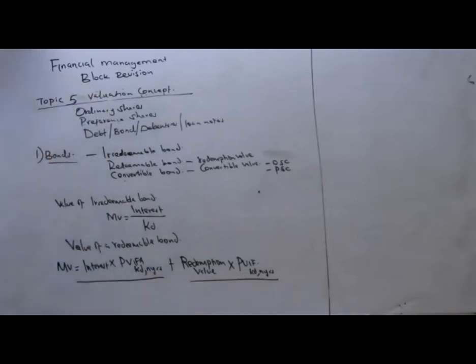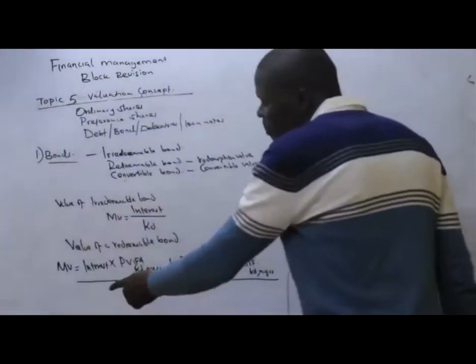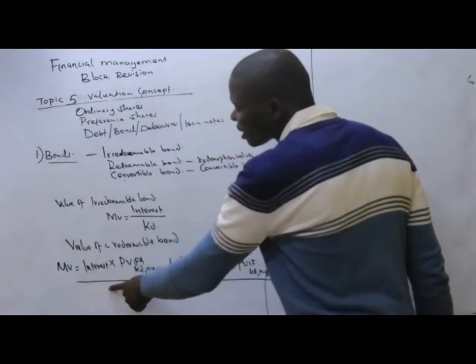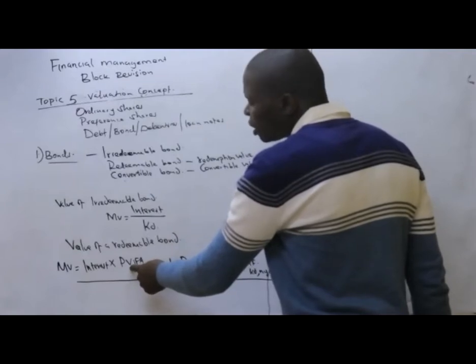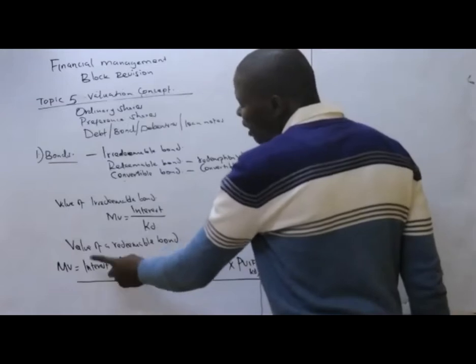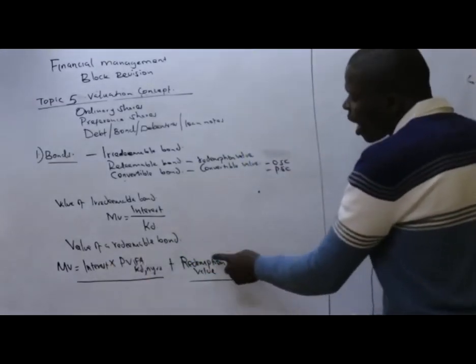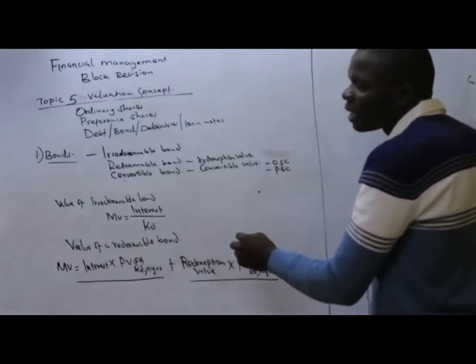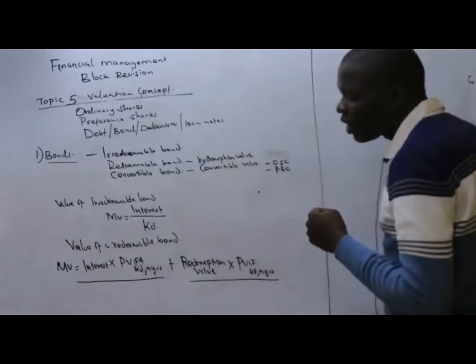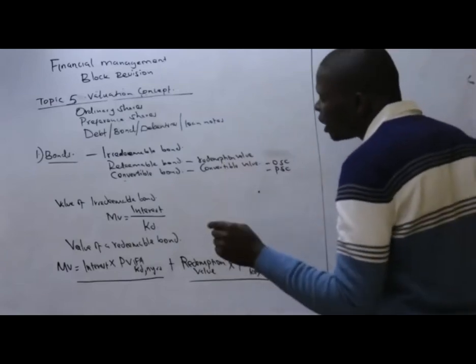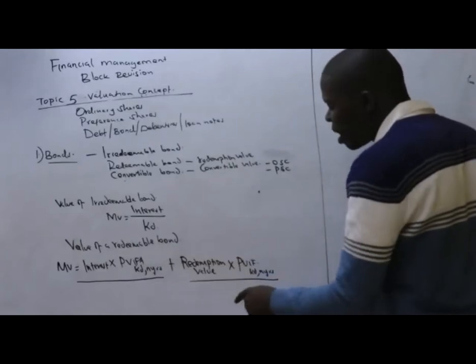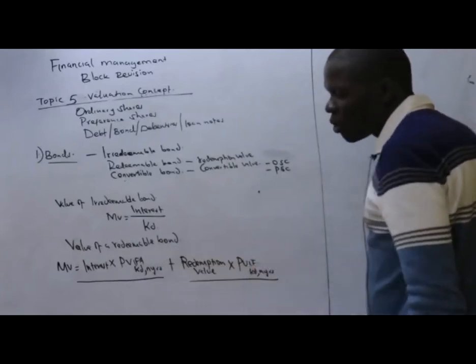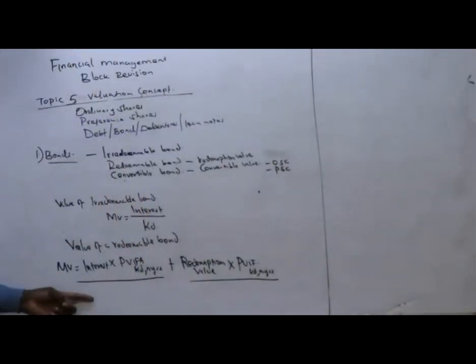from the concept of time value of money, on our first bit, we are receiving interest annually. Therefore, if it's a regular amount, we use what? The annuity table. Therefore, we are saying PVFA times interest. On the second bit, we have a redemption value. Redemption value is received at the end of the period. Therefore, it is a fixed amount, which is a lump sum, which is why we are using PVF. So this is what we have in determining the value of a redeemable bond.